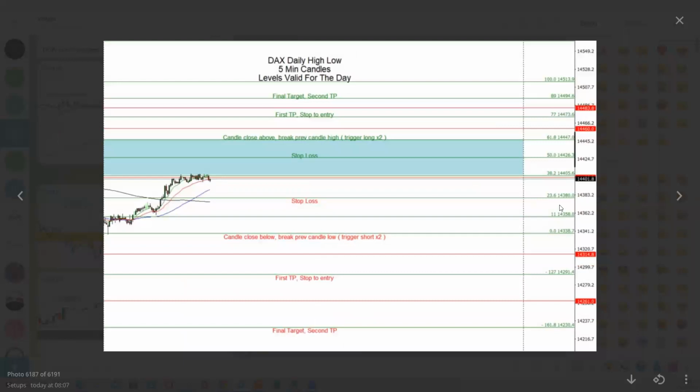On the DAX daily high low, currently between levels of 23.6 and 38.2. If you look at the moving averages, 8 is above 21, above 50, or green is above red, above blue. So with that, we want a candle close above the 61.8, break previous candle high to aim for the 77 first TP, 89 second TP, stop loss being at the 50. Remember, guys, same rules apply with the red lines.